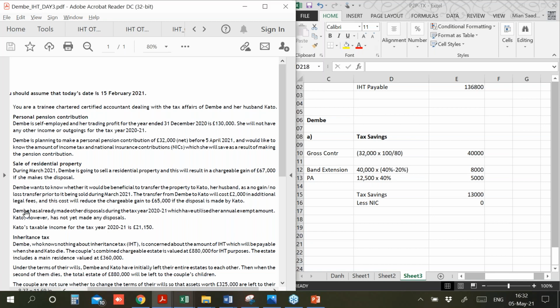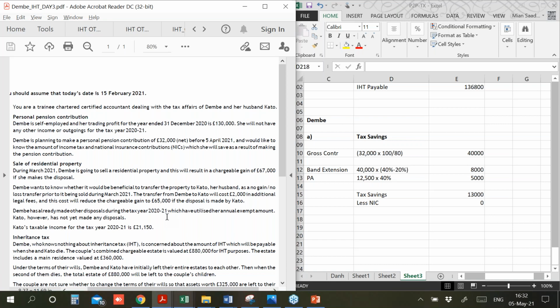Now, moving on, Dembe has already made other disposals during the tax year which have utilized their annual exempt amount. Kato, however, has not yet made any disposals. So obviously, one saving will be that if she transfers it to Kato, when he sells the asset, he will first deduct his annual exemption, which is not available for Dembe. That will be the first saving.